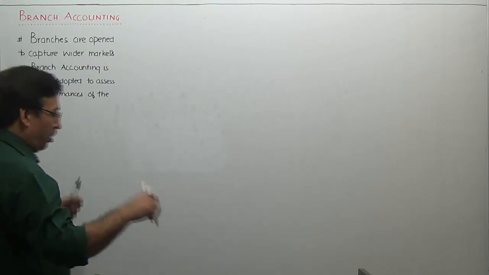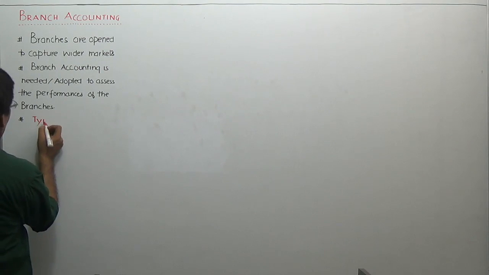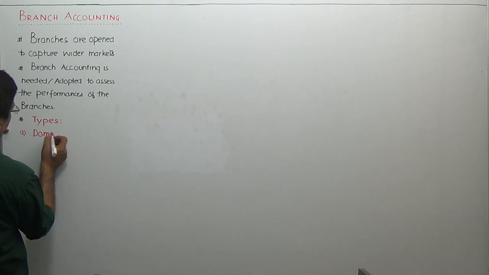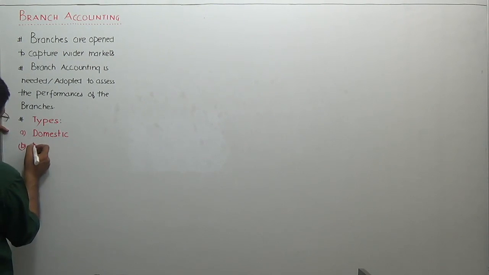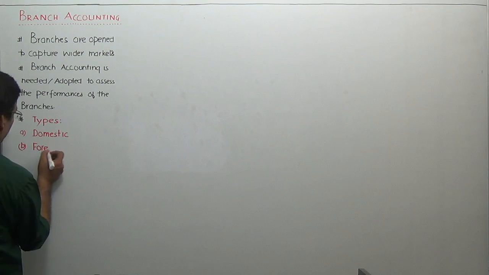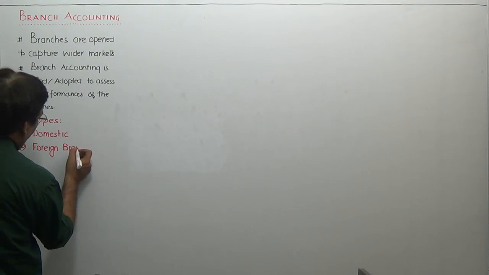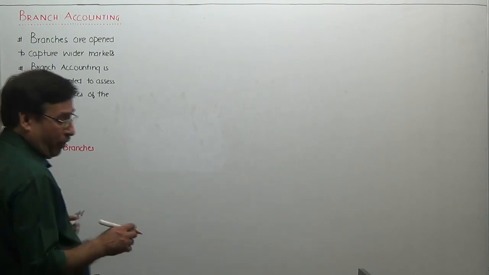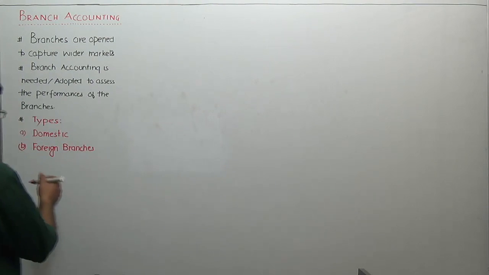So there are two types of branches. One, domestic branches. As I said, two broad categories of branches. One is domestic and another one is foreign branches. So basically there are two broad categories, domestic branches and foreign branches. Now, first of all, we are going to analyze the domestic branches.